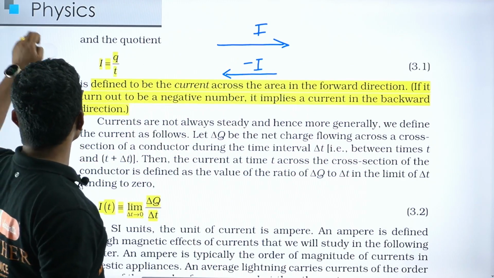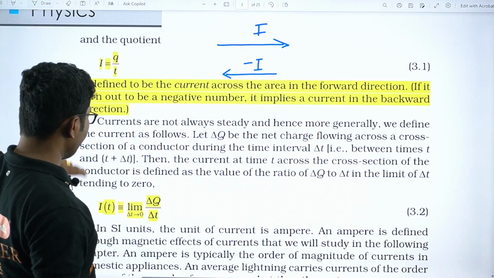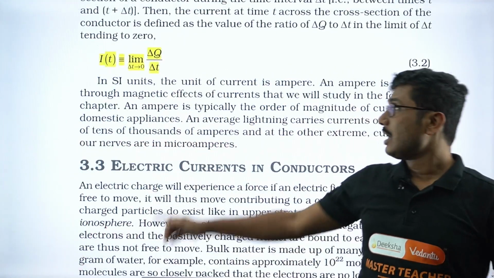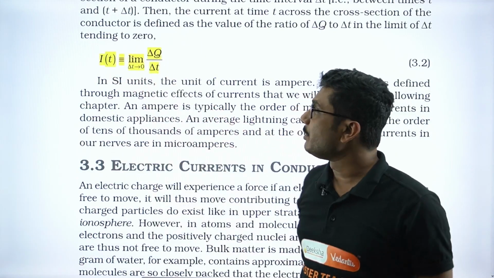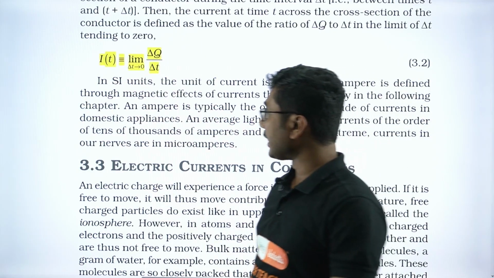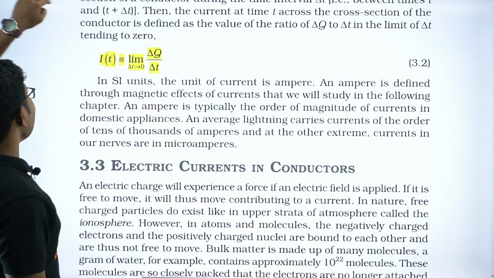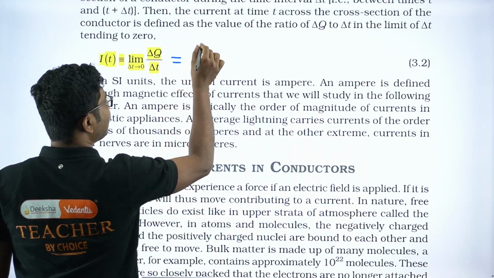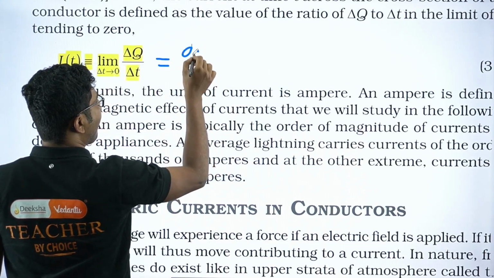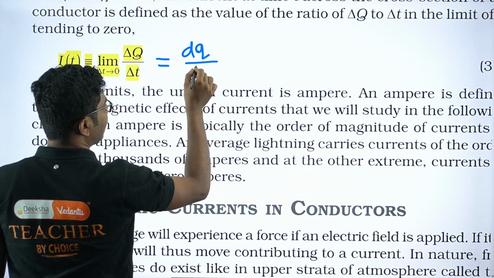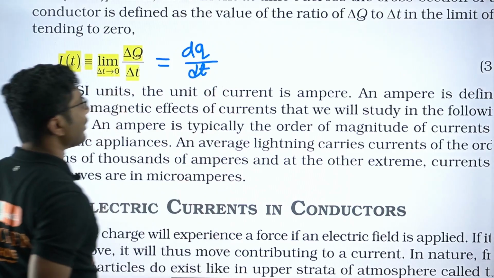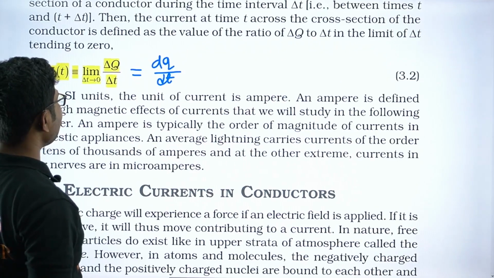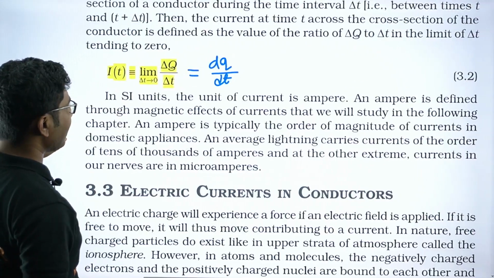And there is one more definition of current which may be useful in some competitive examinations, that current is also defined as the limit of delta Q by delta T, as delta T tends to 0. You know this answer. This is nothing but dq by dt. You can write dq as capital Q or small q, it does not matter. Basically it is dq by dt. So basically current is the time derivative of the charge.